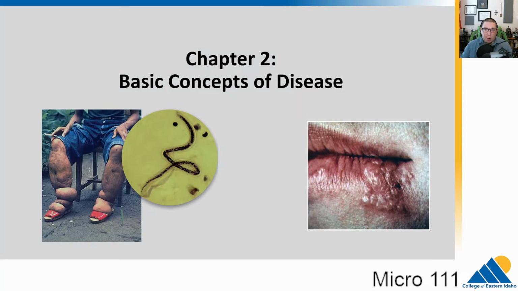Okay, we are on to chapter 2. Chapter 2 is where we really start to get into the details of talking about disease, which doesn't always relate to microbiology, right? We have many diseases that aren't caused by microorganisms. We have things like diabetes and cancer and stuff like this. But a lot of what we call infectious diseases, things that can be transmitted, are caused by microbes.